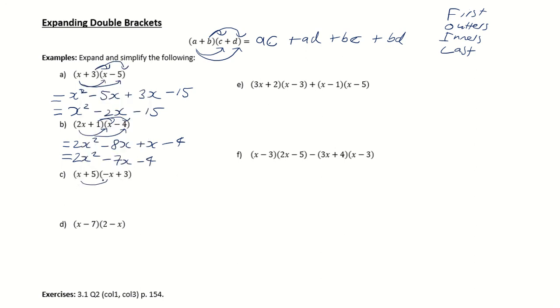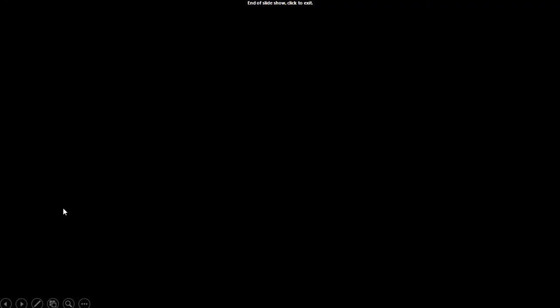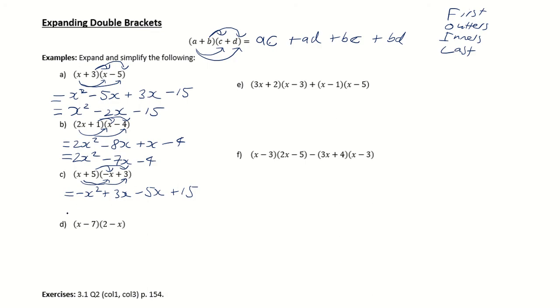We're going to do x times negative x, and x times negative x will just give us negative x squared. x times 3 will give us 3x. 5 times minus x will give us negative 5x. And then 5 times 3 will give us positive 15. And that will give us, when simplifying, negative x squared, and then 3x take 5x will give us negative 2x plus 15.